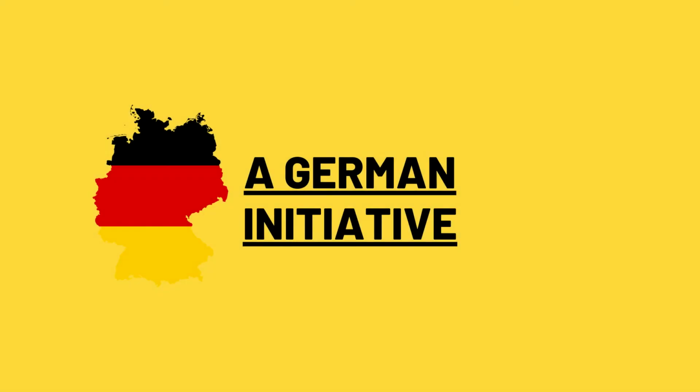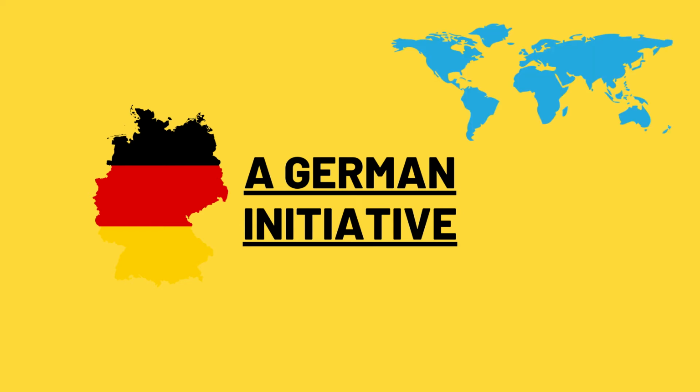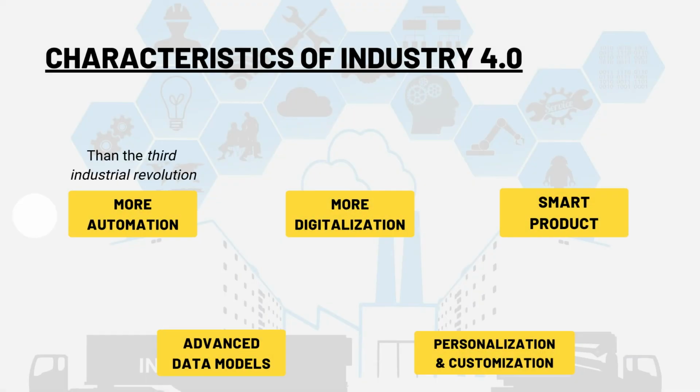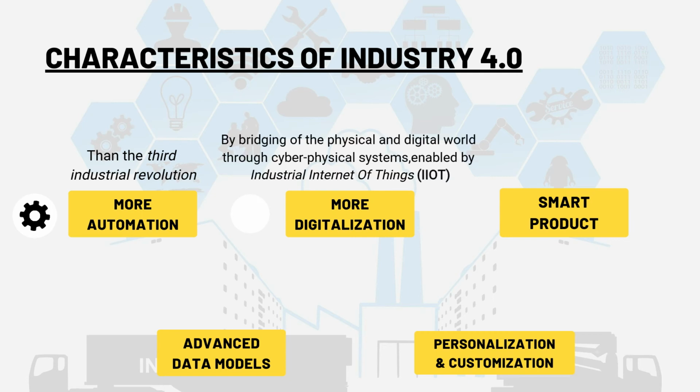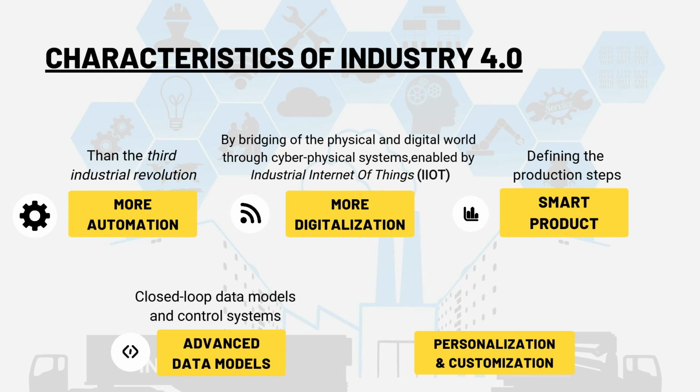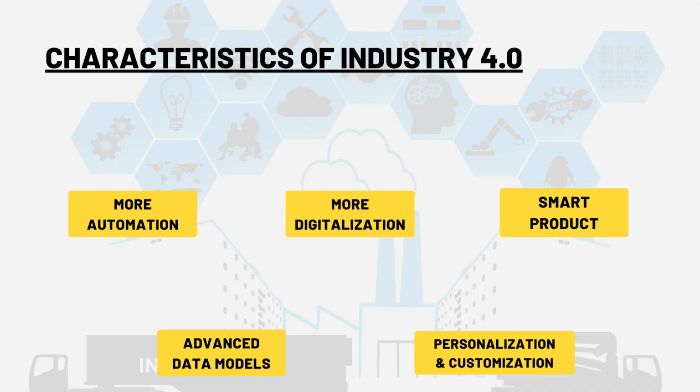Industry 4.0 is a vision that evolved from an initiative to make the German manufacturing industry more competitive to a globally adopted term. It is characterized by even more automation than in the third industrial revolution, the bridging of the physical and digital world through cyber physical systems enabled by industrial IoT, a shift from a central industrial control system to one where smart products define the production steps, closed loop data models and control systems, and finally the most important characteristic, personalization or customization of products.